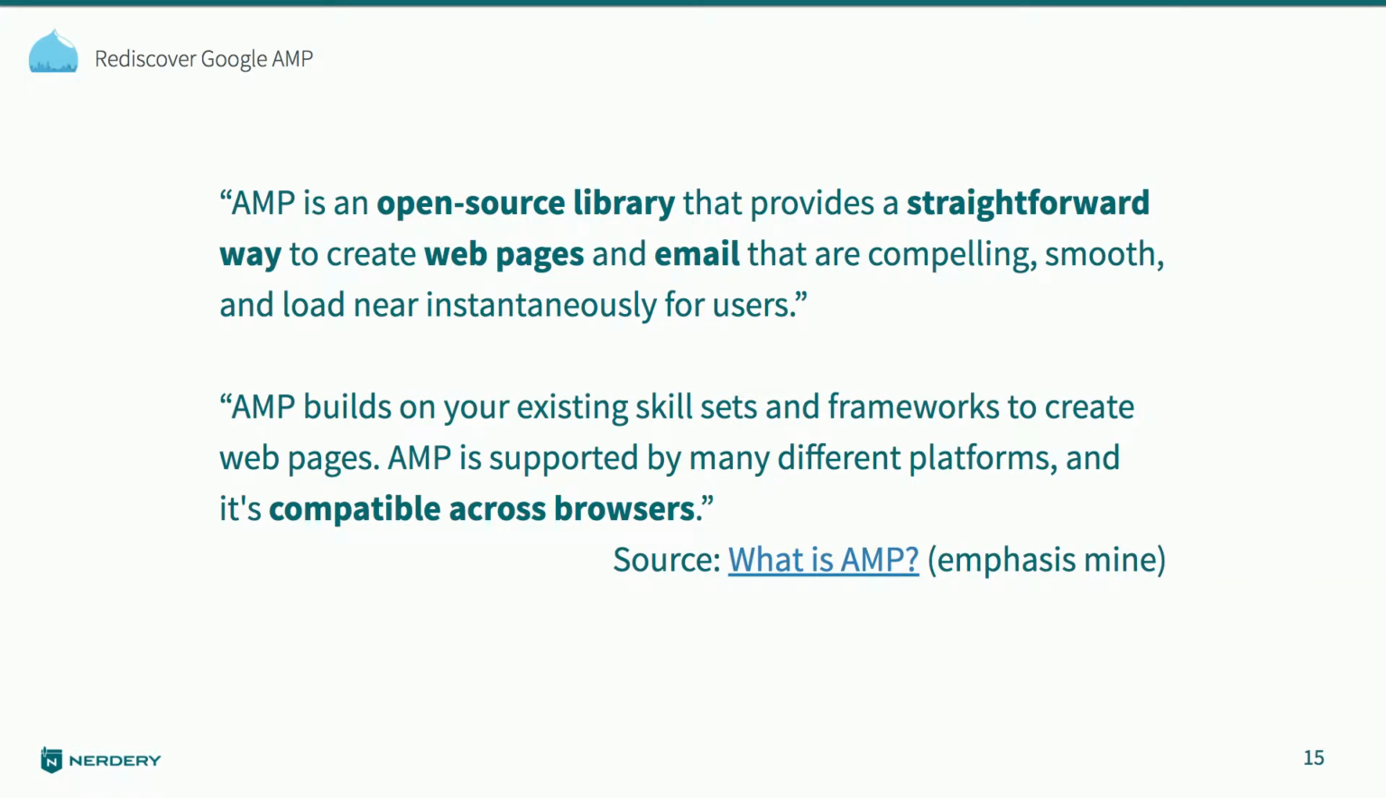AMP is an open source library. People can contribute to it, and it's designed for web pages, so you can use existing technology to develop and then serve these really fast pages. And it's also in email. They're starting to work and provide it in email. The other thing I wanted to point out here is that it's compatible across browsers. As you saw in the previous slide, Bing apps were serving AMP pages as well. So it works on many platforms and browsers.